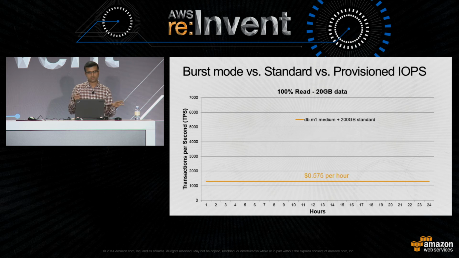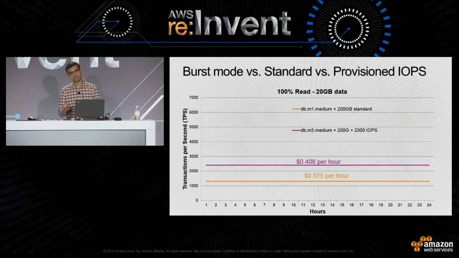So how is all of this going to help you? We've looked at a bunch of instance configurations and compared their price-performance ratios. So let's go over it and see how it works. We have an M1 medium instance with 200 GB of magnetic storage. It gives you ballpark 1,000 TPS and costs you 57 cents per hour.